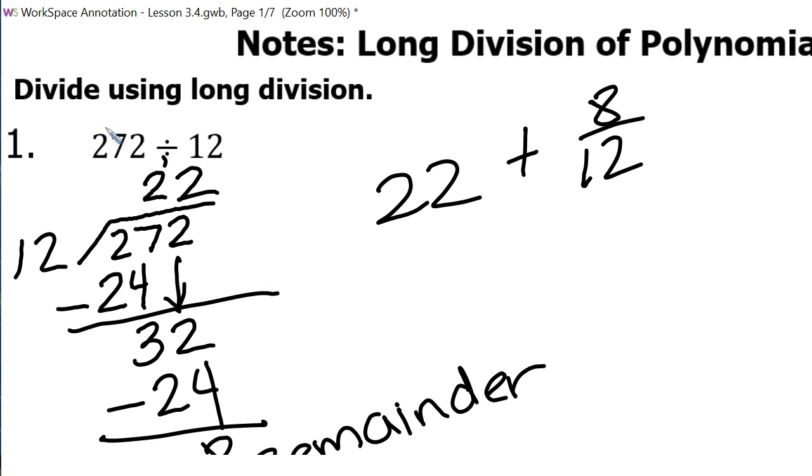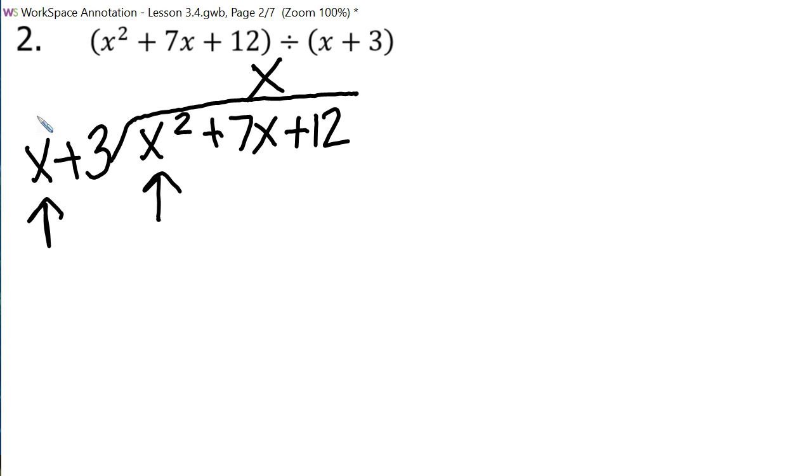And once we got this 2, what did we do with that 2 and the 12? Multiply this. So once you have your answer for the top, you need to multiply it by what's out front. So the x plus 3 needs to be multiplied by x. So x times x is x squared, and x times 3 is 3x. So we did x times x, gave us x squared. We did x times 3, gave us 3x.